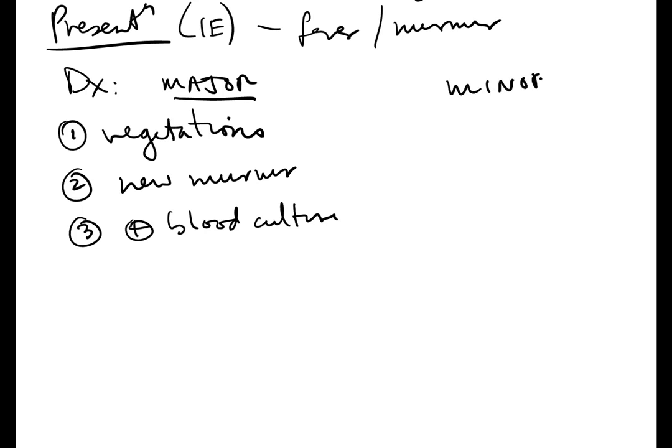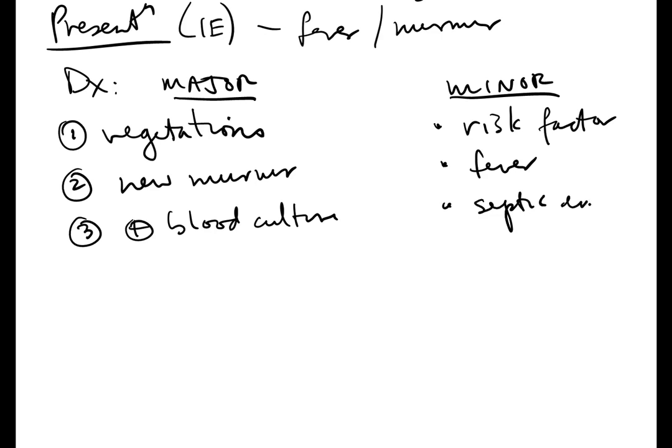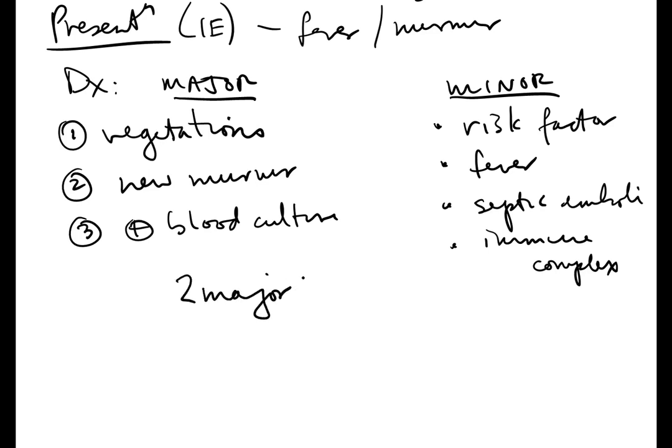And then there are the minor criteria. Minor criteria include much more nonspecific things like a risk factor. It's an IV drug user. It's a person with a known underlying abnormal valve. Person has a fever. There is evidence of septic emboli. Or there are the immune complex complications. And so absolute criteria require any two major or one major and three minor.